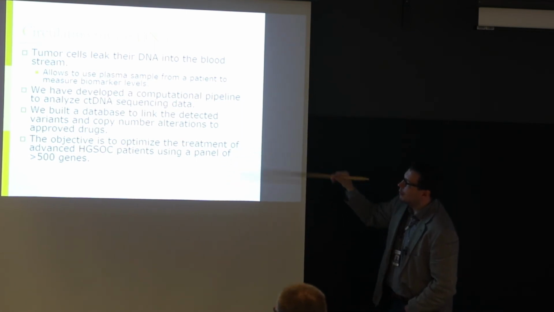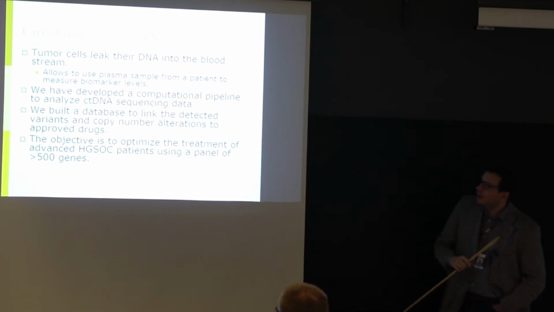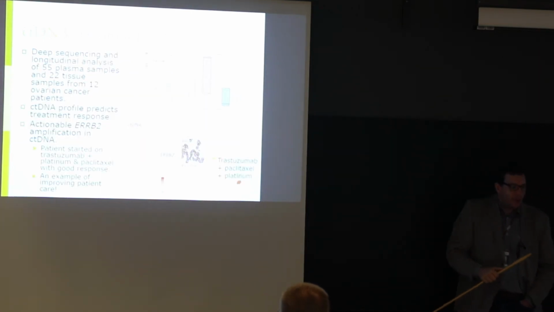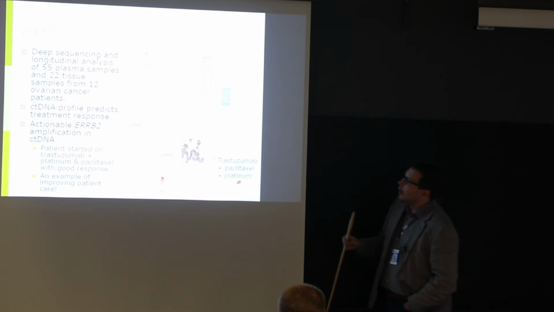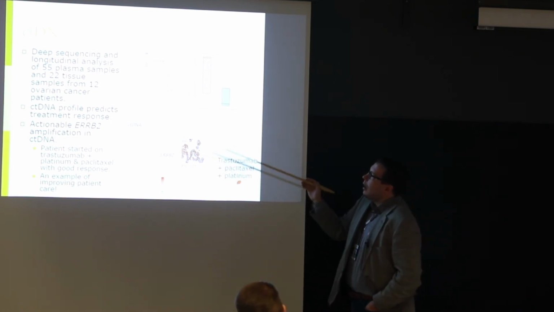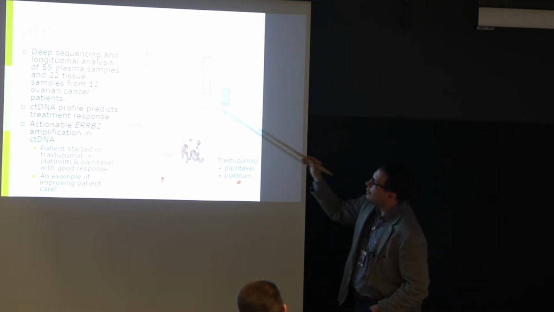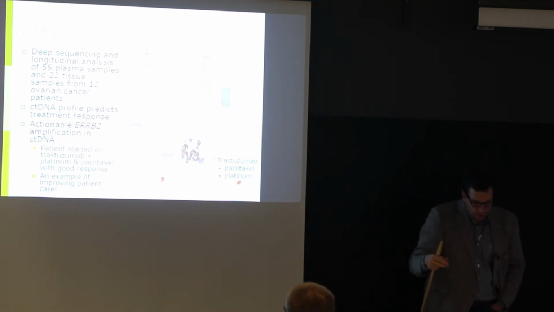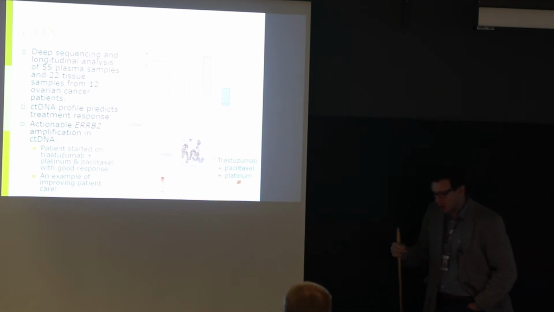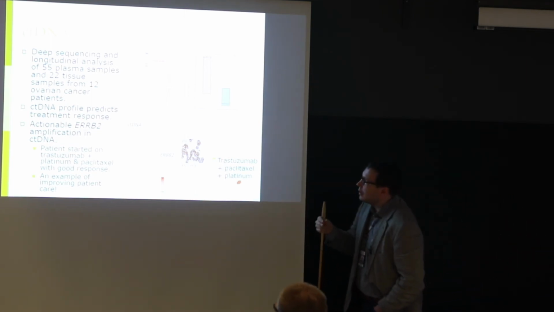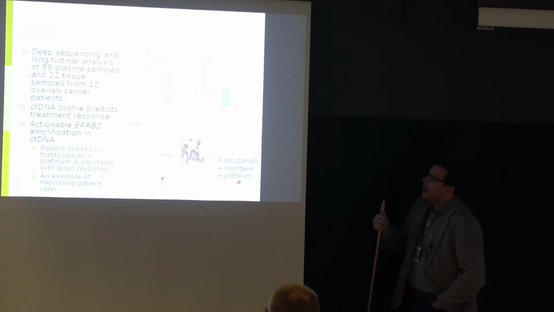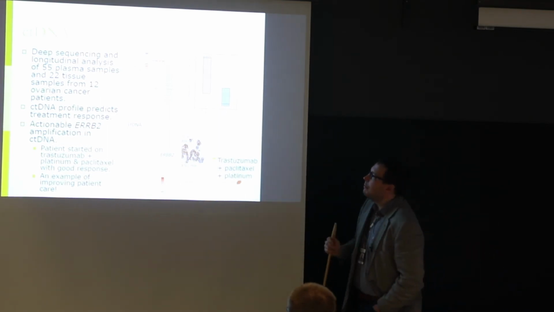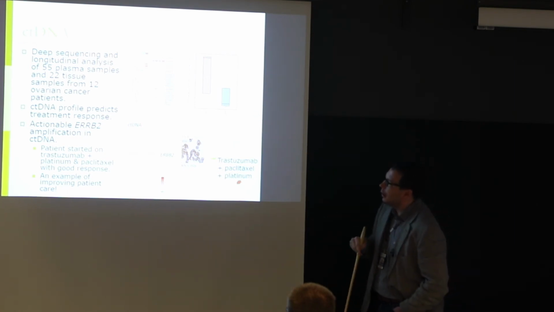And here we try to optimize the treatment of ovarian cancer patients using more than 500 genes. So we have 12 patients, and I'm not going to go through this. This is an example. Basically, we analyzed this, and we found clinically applicable or actionable mutations or copy number results in more than half of them. Some of the patients died before we were able to change their therapy based on these results.